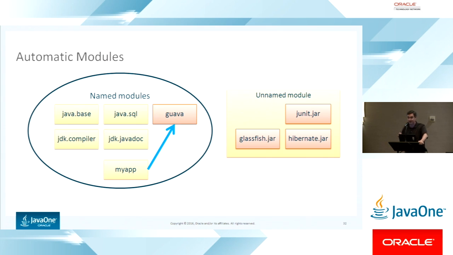Myapp could even say requires transitive guava to transmit its dependency on guava up to its own consumers, so that anyone who reads myapp would read guava for free, even though guava is an automatic module. So by moving a jar from the class path to the module path, you get an automatic module that lets you start building up your own graph of modules. It's not necessary to wait for every jar on the class path to be modularized by its author before you start developing your own modules that require it.